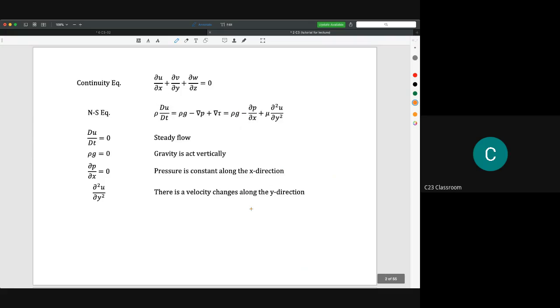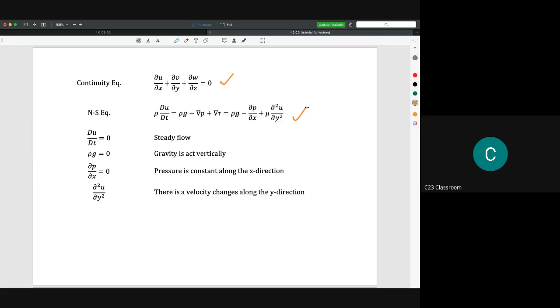Okay, because the situation is in Cartesian coordinates, let's make a revision of the continuity equation. This is the continuity equation for Cartesian coordinates, and this is the Navier-Stokes equation for Cartesian coordinates. Then I will show you a little bit how to simplify the Navier-Stokes equation.